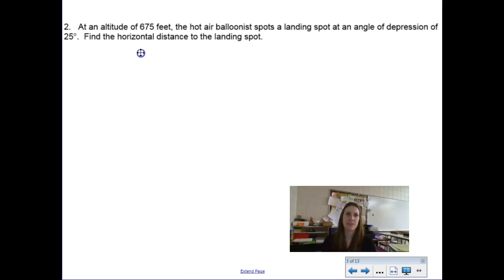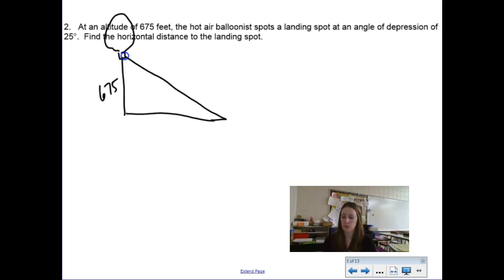Alright, so here we have an altitude, which is fancy talk for height, of a hot air balloon. There we go. Yep, totally, hot air balloon. That looks like a balloon. It has an altitude of 675. And the angle of depression is 25 degrees to the landing spot. So, when they say angle of depression, they're referring to up high in the sky, out of the triangle. This guy right here is 25 degrees. But angle of depression cannot be used. You have to rewrite it down here as the angle of elevation for your picture.